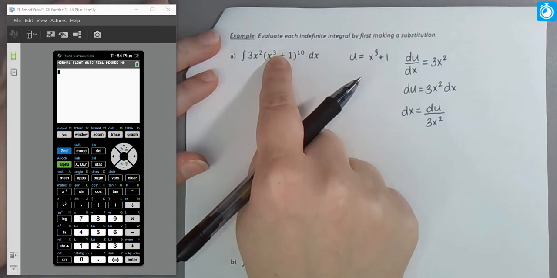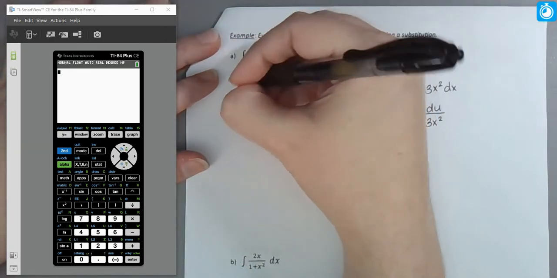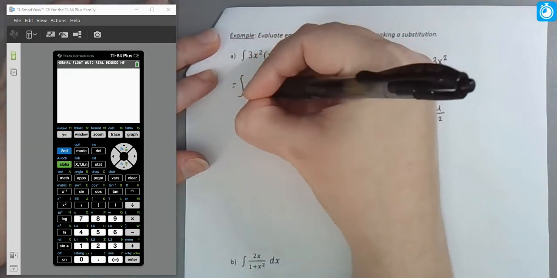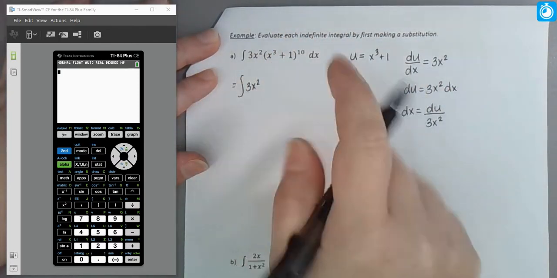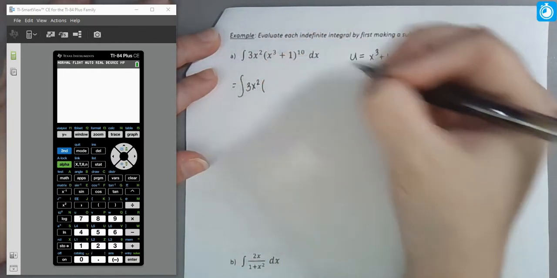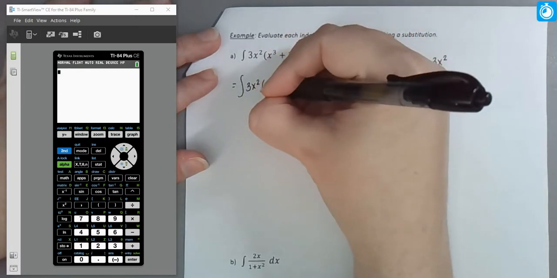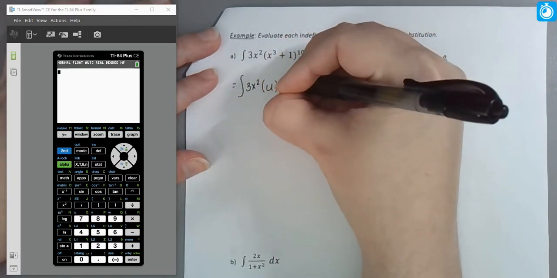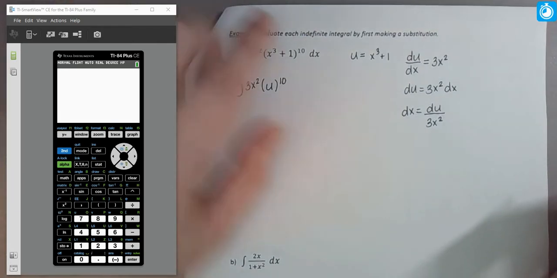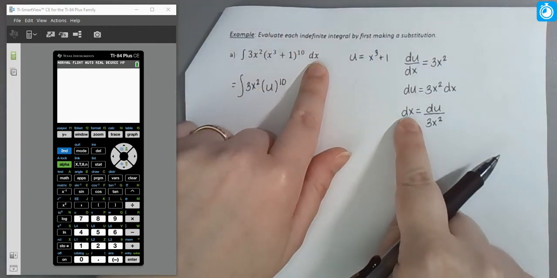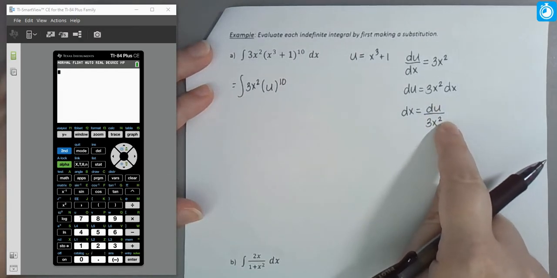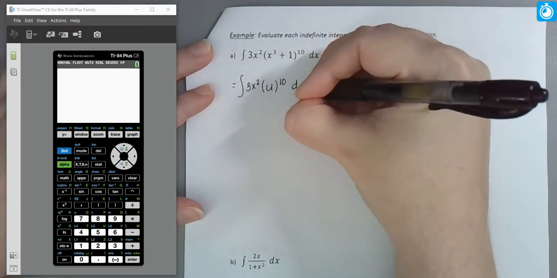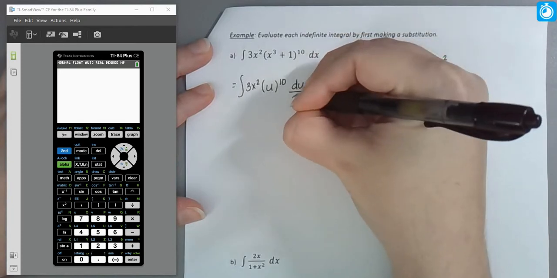So this will be replaced by u. So just writing what we have, what we can now substitute for, 3x squared, we don't have a direct substitution for that. But x cubed plus 1, we're going to replace that with the variable u, so this will be u to the 10th power. And then dx, we're now going to substitute with the expression du divided by 3x squared.